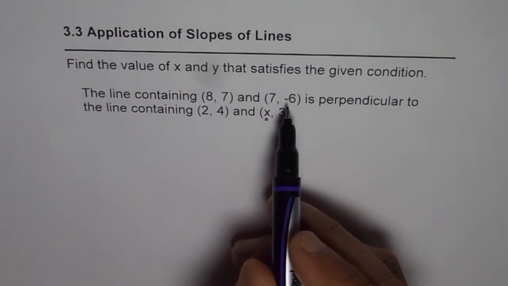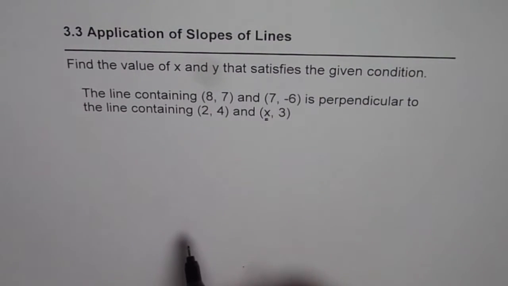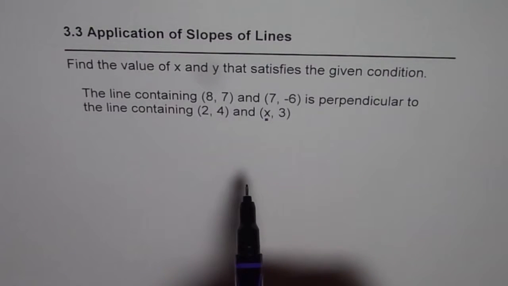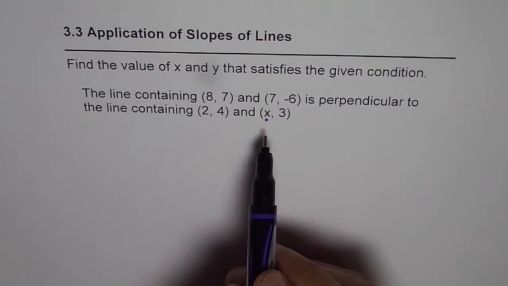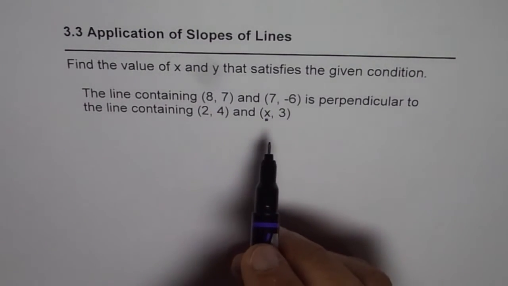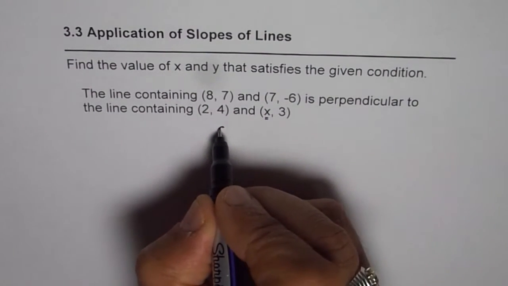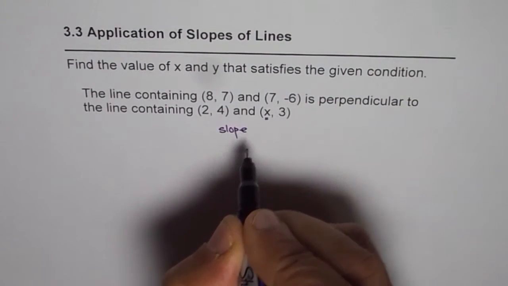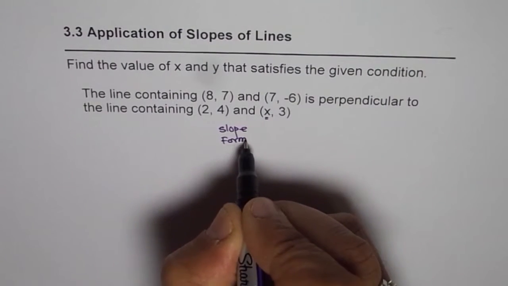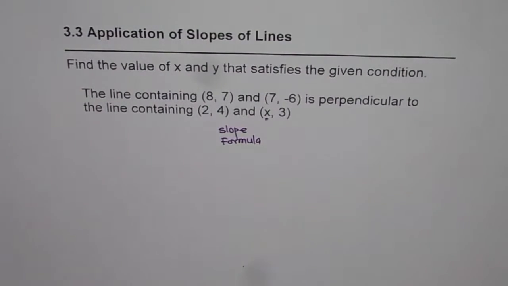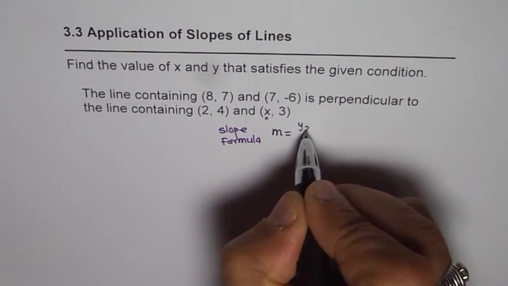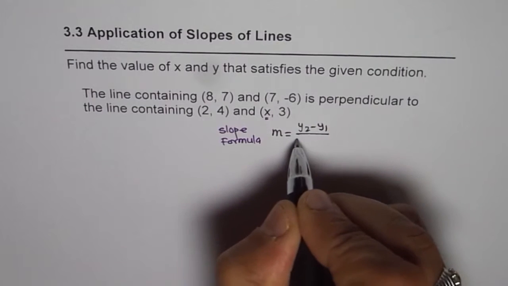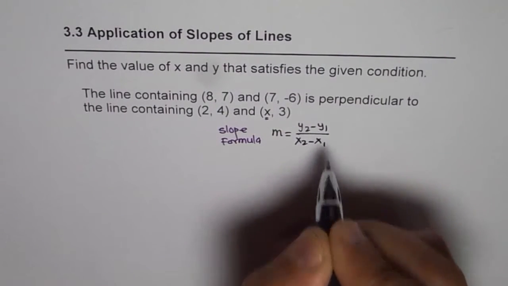Now we are given two lines and they are perpendicular. So the perpendicular lines postulate is that the product of their slopes is -1. So that is what we can apply here and get the answer. So let's begin by using the slope formula. The slope formula is that the slope m is equal to (y2 - y1) divided by (x2 - x1).